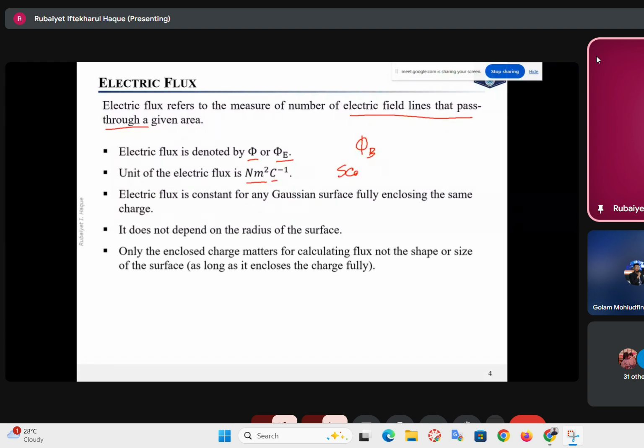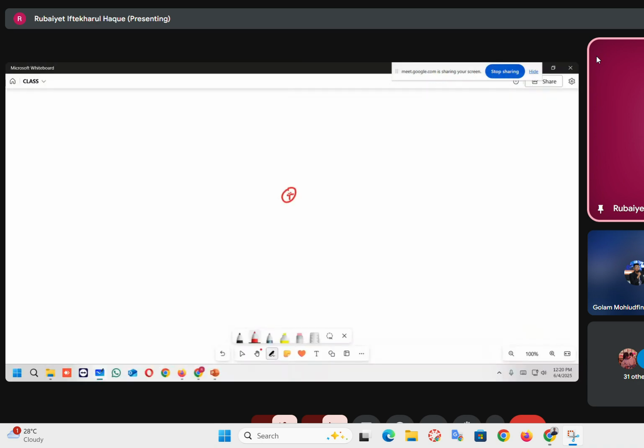Flux is a scalar quantity. That means it does not have any direction, only the magnitude. Now, electric flux is constant on the Gauss surface. On one particular Gauss surface, the way electric field is constant, the same way electric flux is constant. If you take a charge and enclose it with a Gauss surface, it is creating electric field lines penetrating perpendicularly. If you know the area of this Gauss surface, you can say that anywhere on this surface, flux remains constant.